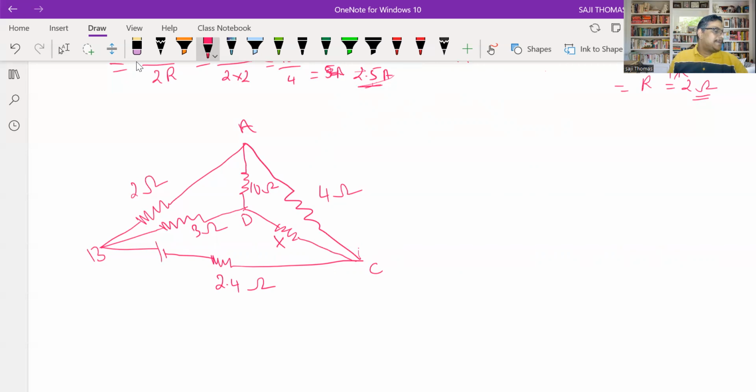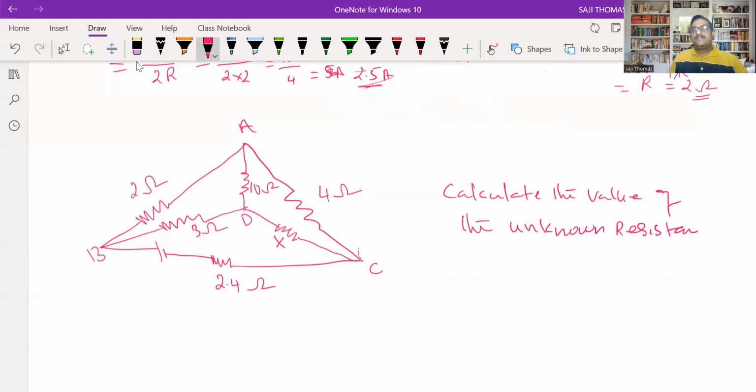You have to calculate the value of the unknown resistance X and the current drawn from the cell.